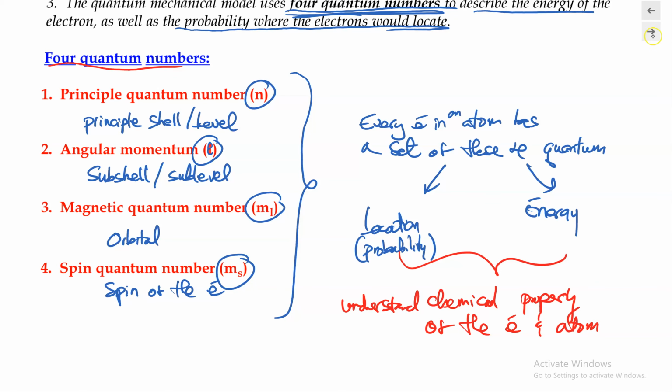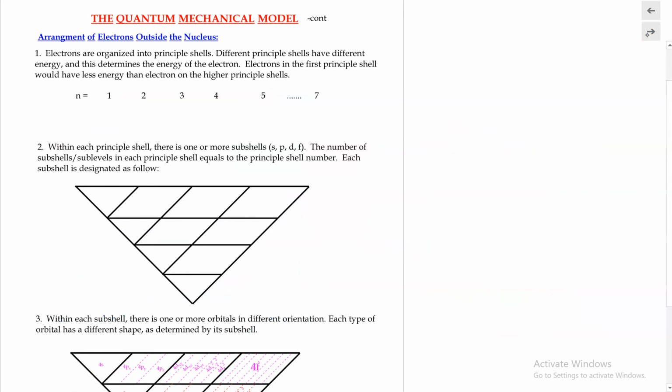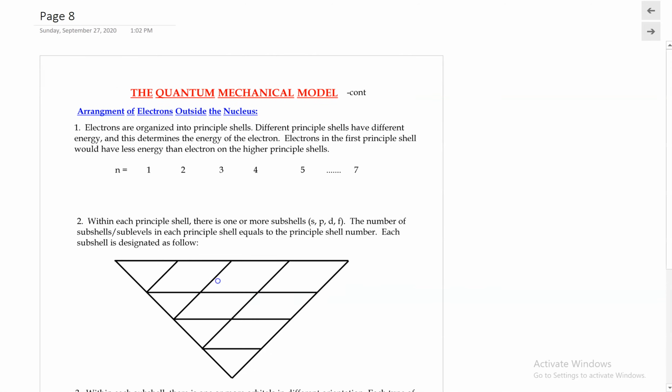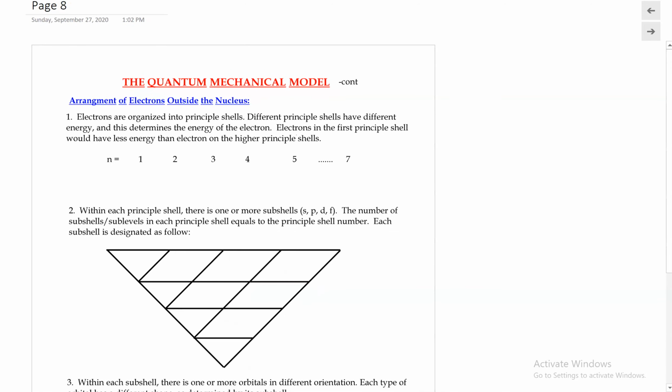But here in this class, we will not be focusing so much on this, because this is a topic that we'll go into very deep detail in Chem 400. Now let's go over more information about the quantum mechanical model to help us understand the four quantum numbers.